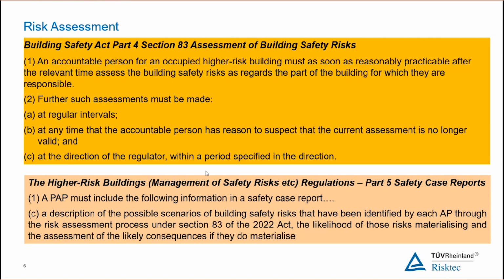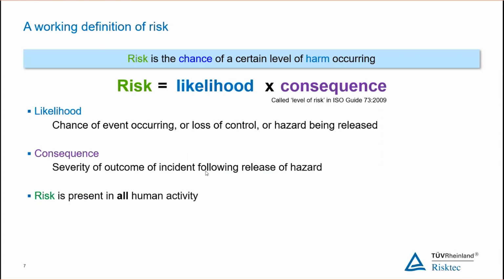So before we go into this in a lot of detail, a few definition slides as to some of the terms I'm going to be using throughout. Now, risk is determined as you can see up there, the chance of a certain level of harm occurring. It includes two key points: the likelihood of the harm occurring, and the consequences, what may go wrong if that hazard is released. So likelihood is the chance of an unwanted event occurring, the loss of control, the hazard being released, and if that happens, then we have the severity of the outcome.